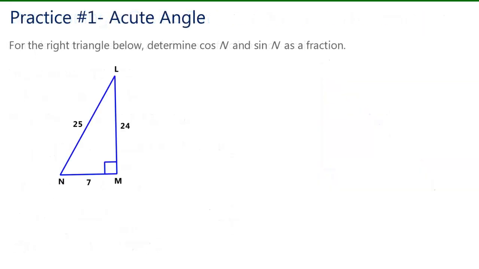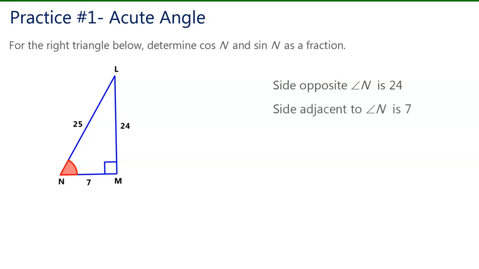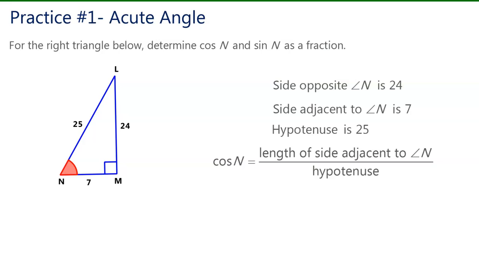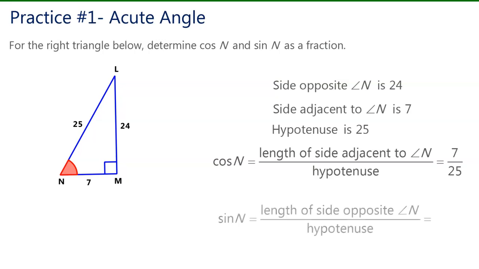Here's some practice. For the right triangle below, determine cosine of N and sine of N as a fraction. You may wish to hit pause here and try this on your own. The opposite to angle N is 24. The adjacent to angle N is 7. The hypotenuse, of course, is of length 25, meaning that the cosine of N is the adjacent over the hypotenuse, 7 over 25. The sine of N is the opposite divided by the hypotenuse, which is 24 over 25.